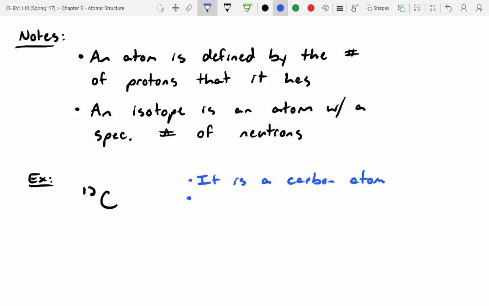How many protons does carbon have? 6. If we look at the periodic table over to C, right above it, there's a 6. The atomic number is the same as the number of protons. That's its atomic number. How many neutrons must it have then? 6. So just by process of elimination, 12 minus 6 is 6.